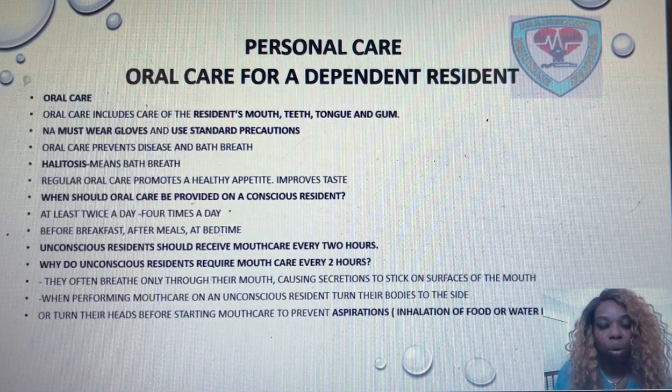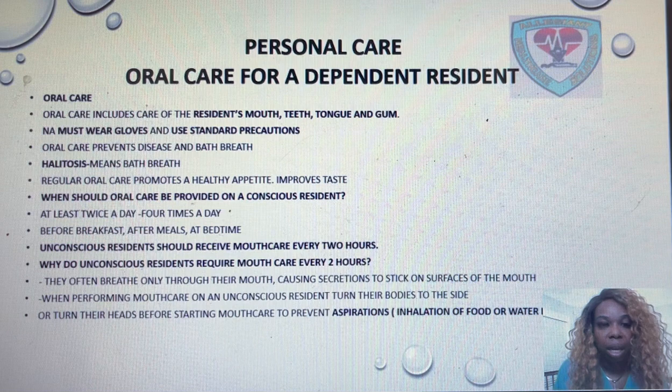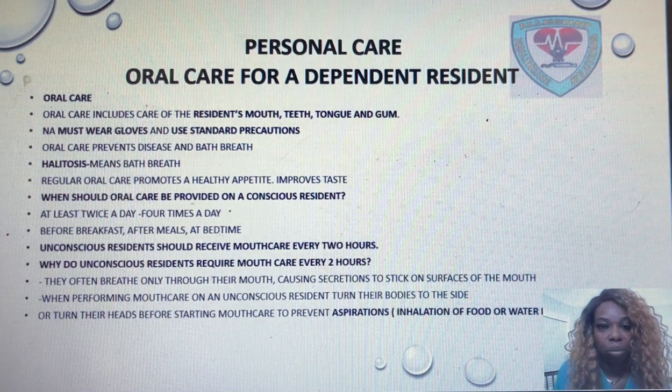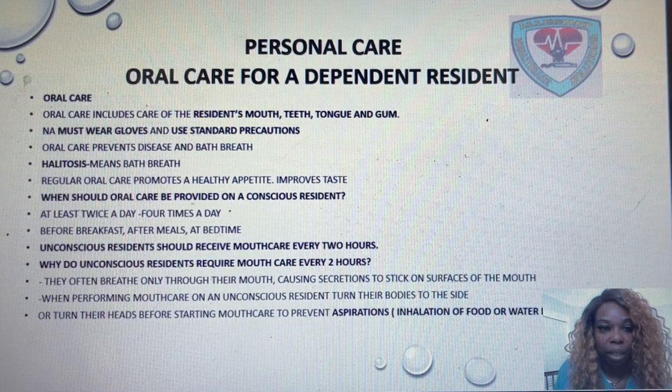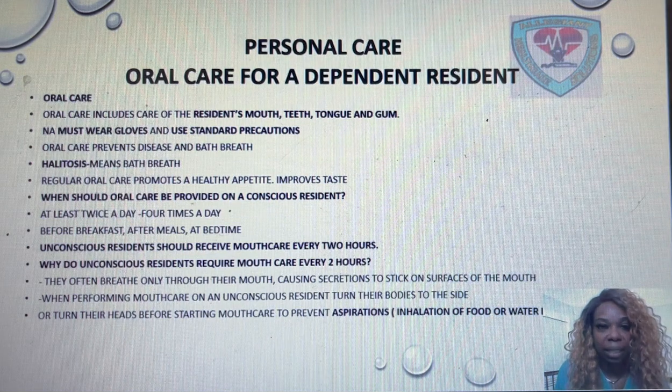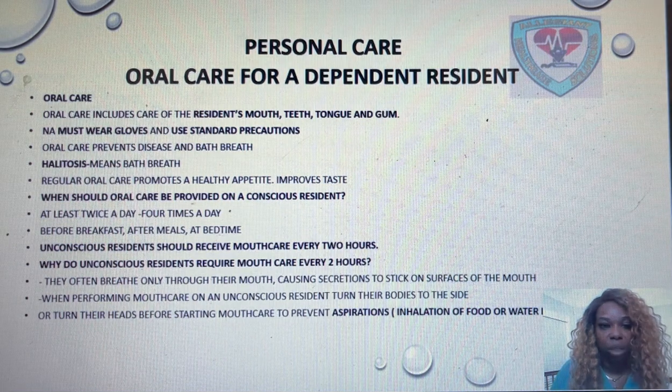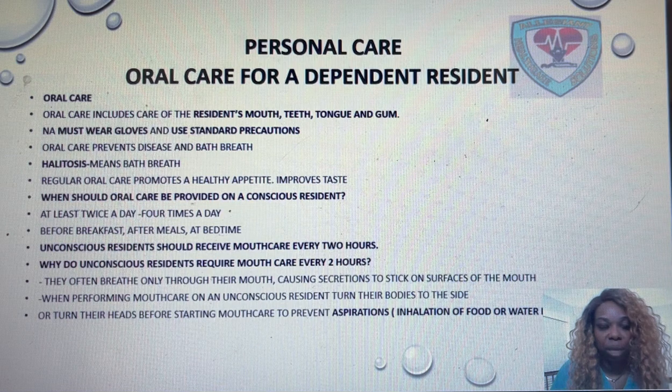Let's talk about oral care. Oral care, like any other care that we will be providing to our residents, requires that you utilize the care plan. The care plan is going to let you know what type of care you can and cannot provide to each resident, and the care plan will differ from one resident to the other.